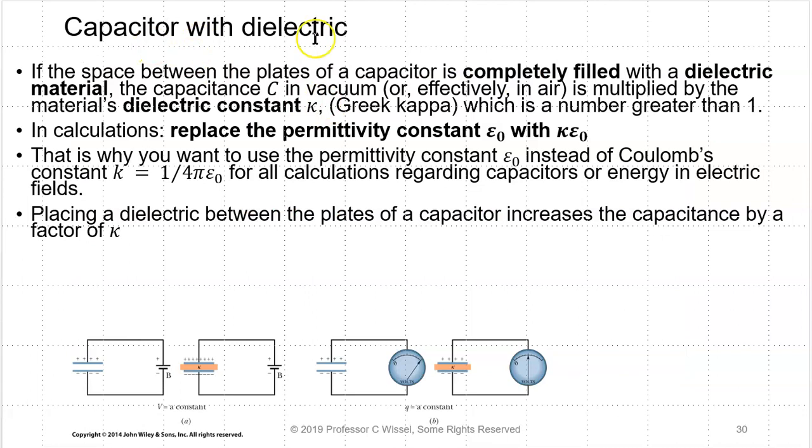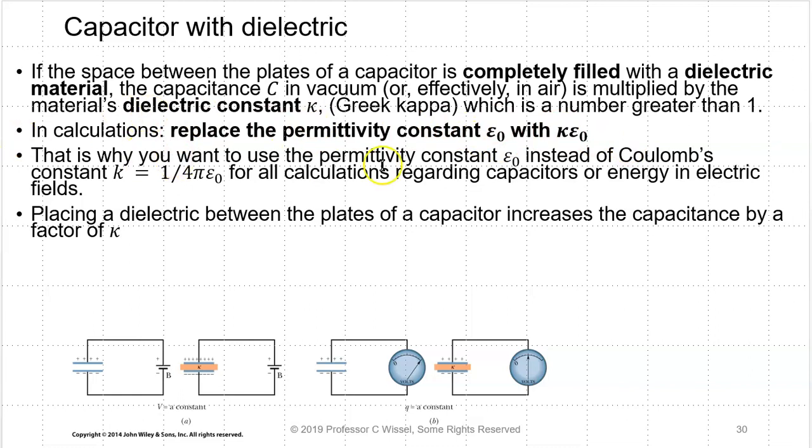Now we'll go on. Capacitor with a dielectric. If the space between the plates of a capacitor is completely filled with a dielectric material, the capacitance C in vacuum, or effectively in air, is multiplied by the material's dielectric constant kappa. That's a Greek letter kappa, which is a number always greater than or equal to 1. For vacuum between the plates, it's equal to 1. For anything else, it's greater than 1. In calculations, we would replace the permittivity constant epsilon naught with kappa epsilon naught.